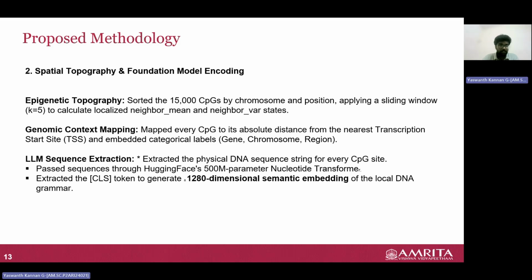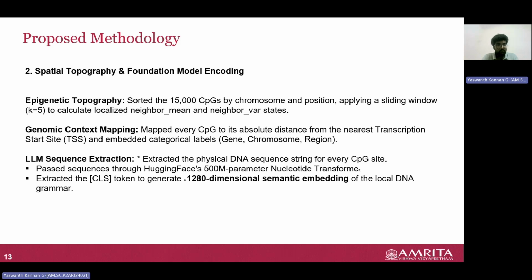So after the feature selection, the next step is to incorporate the biological structure of the data into the model. This is important because the CpGs are not isolated; they exist within the genomic environment, and their behavior depends on the neighboring regions and sequence context. First, we model the spatial relationship between the CpG sites, where we sort the selected CpG sites based on the chromosome and genomic position, so that the nearby CpG sites are placed together.